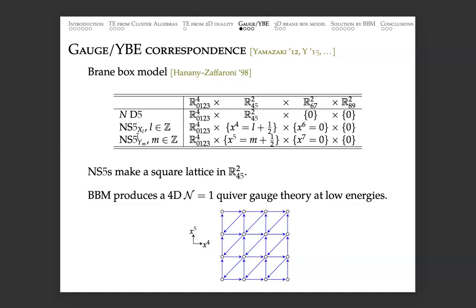If you go to the low energy limit, then the dynamics of D5 branes in this configuration is actually described by a 4-dimensional supersymmetric gauge theory whose matter and gauge contents are encoded in this quiver. Okay, so here I have drawn a quiver. Let me explain what I mean by this.